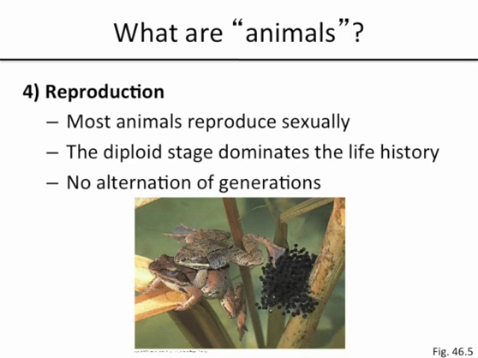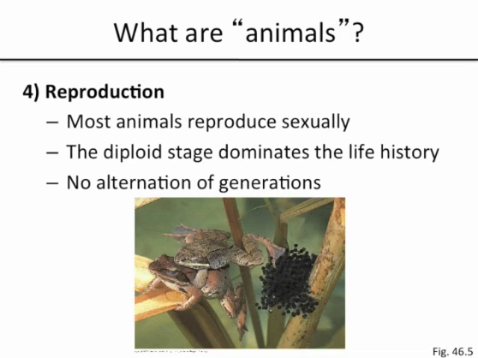The diploid stage dominates life history. So if you remember back to plants, we had cases like moss where we had a haploid stage that dominated the life history of that plant. But in the case of animals, they're pretty much all diplontic. And by this, I mean they don't have alternation of generations. So a moss had the haploid green part of the moss, and then it had that stalk that came out of the top that was diploid. They actually had a multicellular haploid part and a multicellular diploid part.